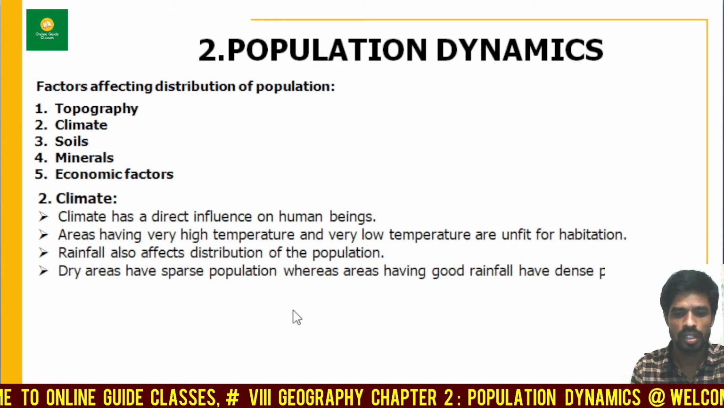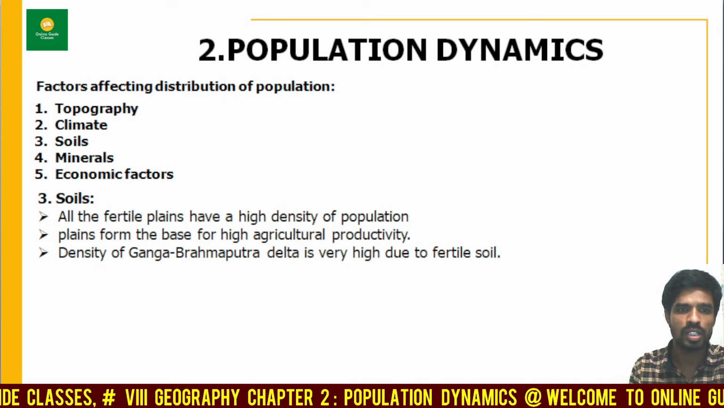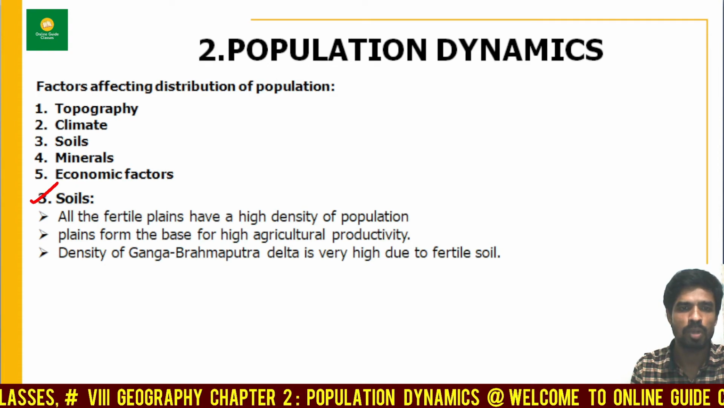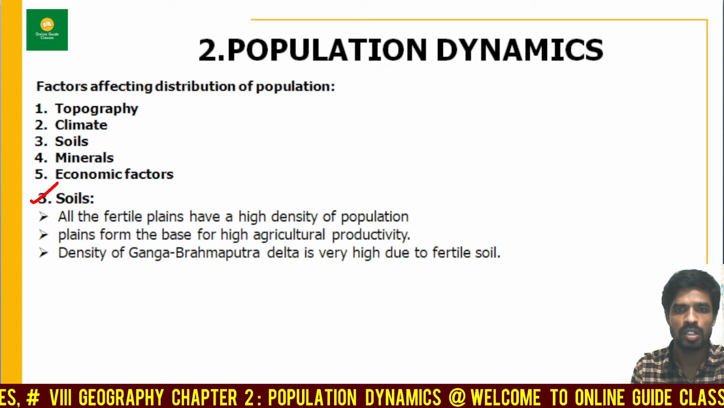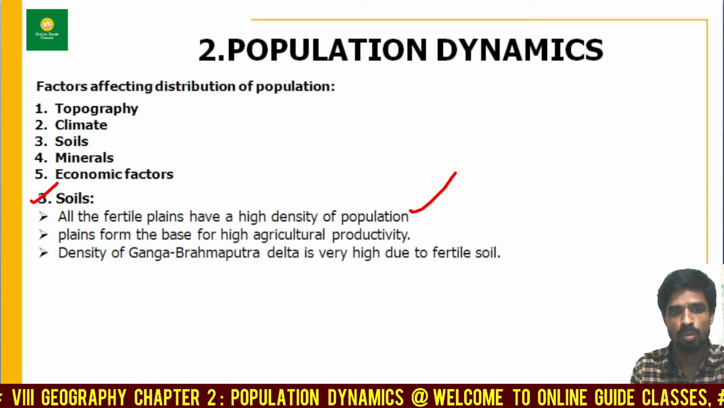Let's go to the next point, that is, the third one: soils. Now, how do soils affect the distribution of population? All the fertile plains have a high density of population. Okay, all the fertile plains, they have high density, more population will be there.